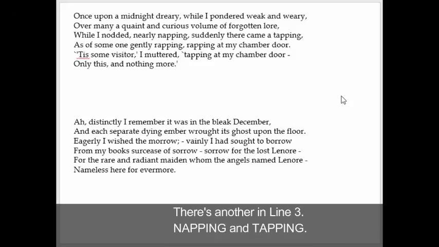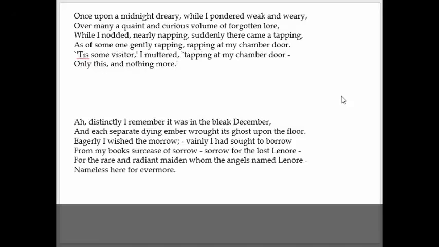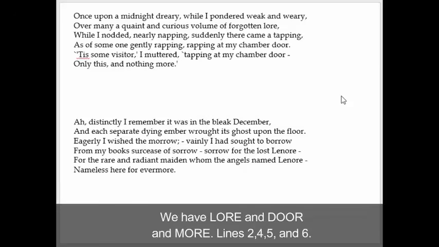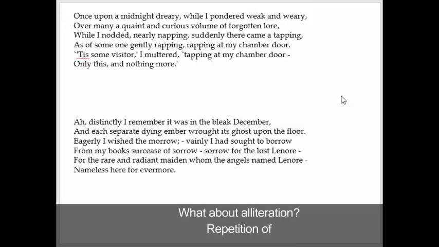There's another in line 3. Napping and tapping is an example of an internal rhyme. How about external rhymes? We have lore and door and more. Line 2, 4, 5, and 6. Those are all examples of external rhymes.